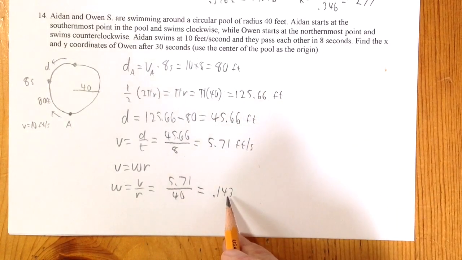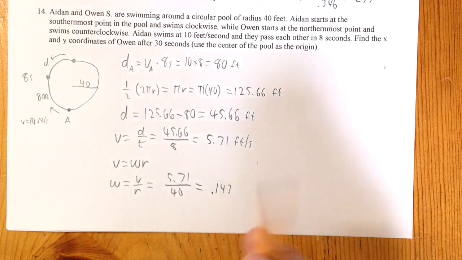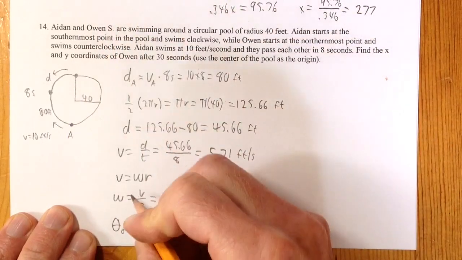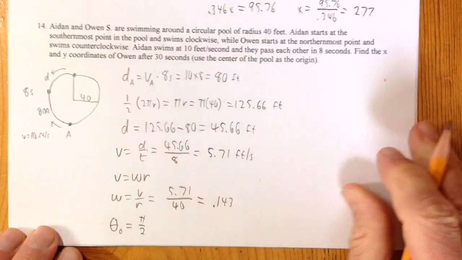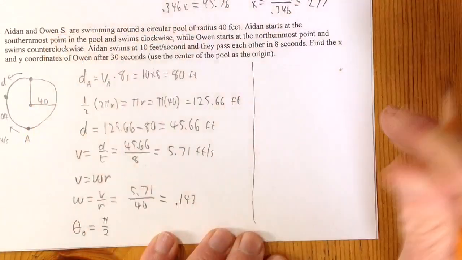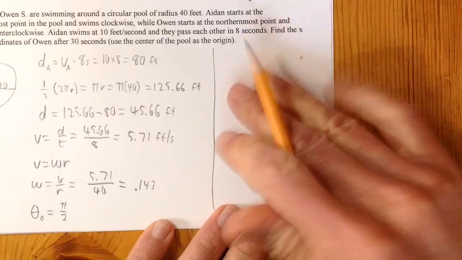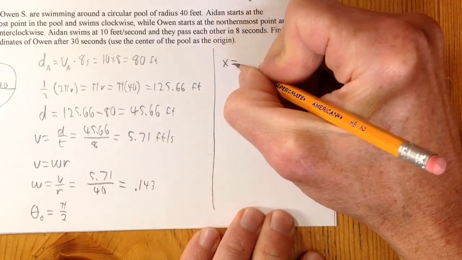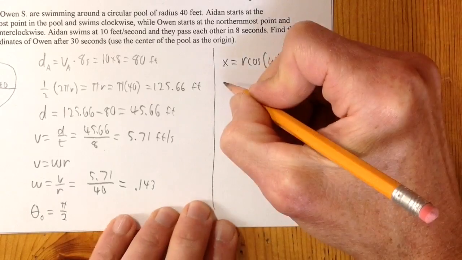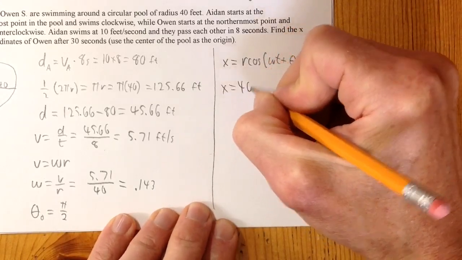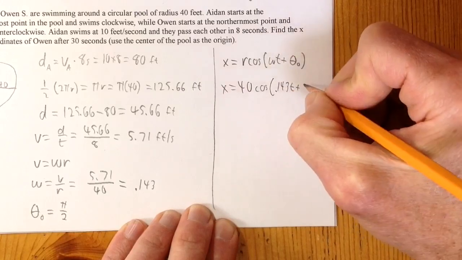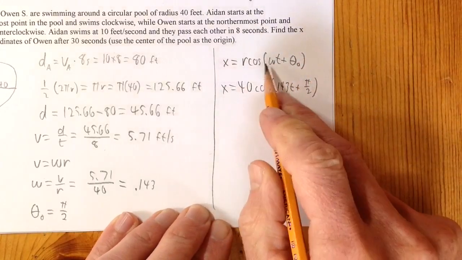Now we know his starting angle. He starts at the top, so his starting angle, theta 0, is pi over 2. And now we know everything we need. We'll call the center of the circle 0, 0, which makes sense, since I said use the center pole as the origin. So we have x equal to r cosine of omega t plus theta 0, or in this case x equals 40 cosine of 0.143 t plus pi over 2. And y is the exact same thing but with sine.